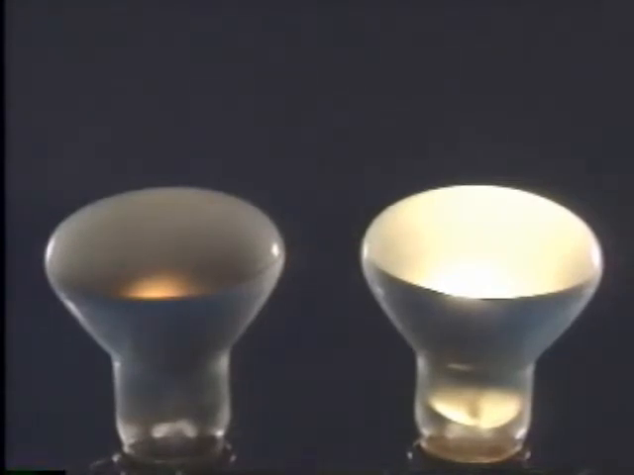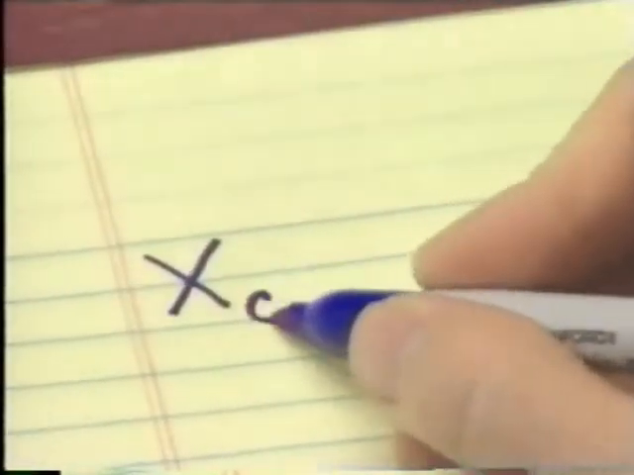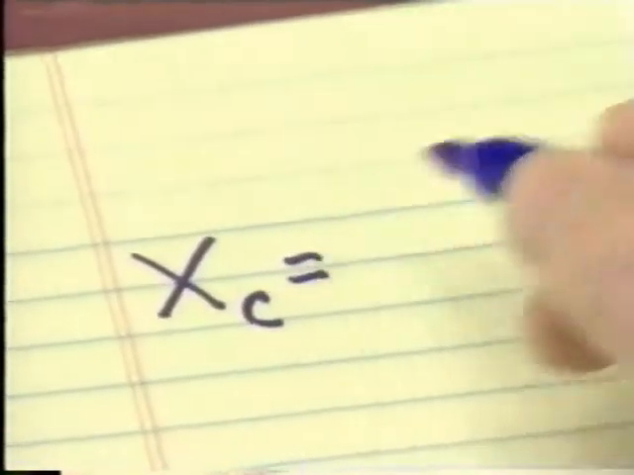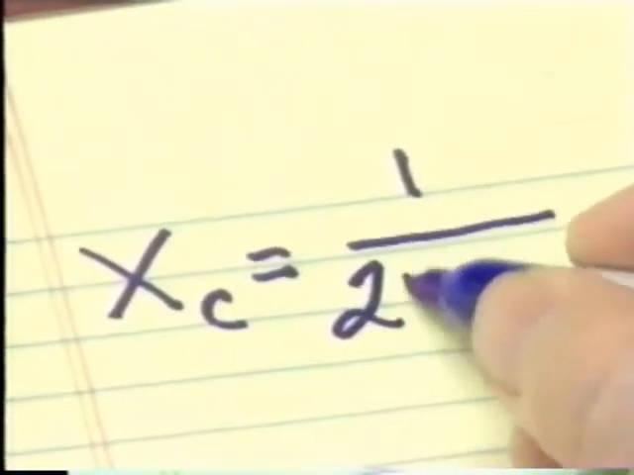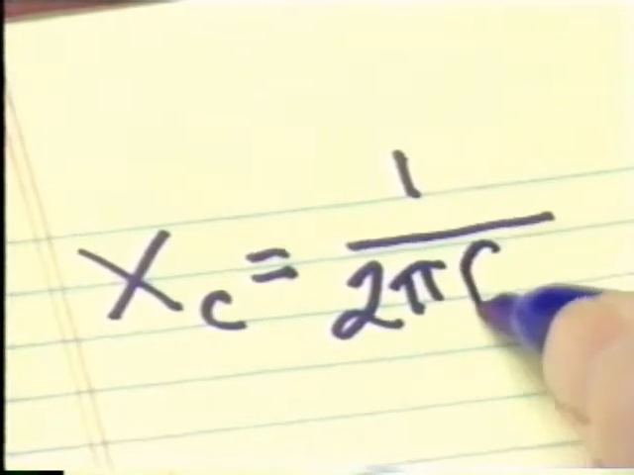The current flowing through the circuit with the 8 microfarad cap must be greater than that flowing through the smaller 4 microfarad capacitor. You can conclude then that the capacitive reactance of 8 microfarads must be less than that of 4 microfarads. This inverse relationship can be expressed mathematically with this formula for obtaining capacitive reactance. X sub C equals 1 divided by 2 pi FC.